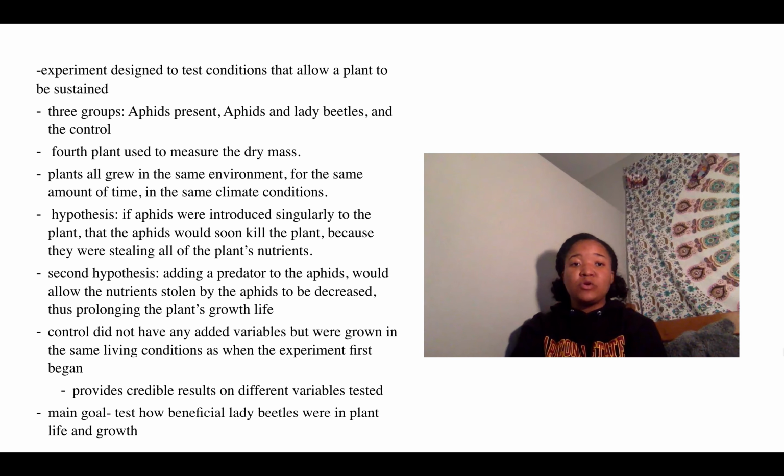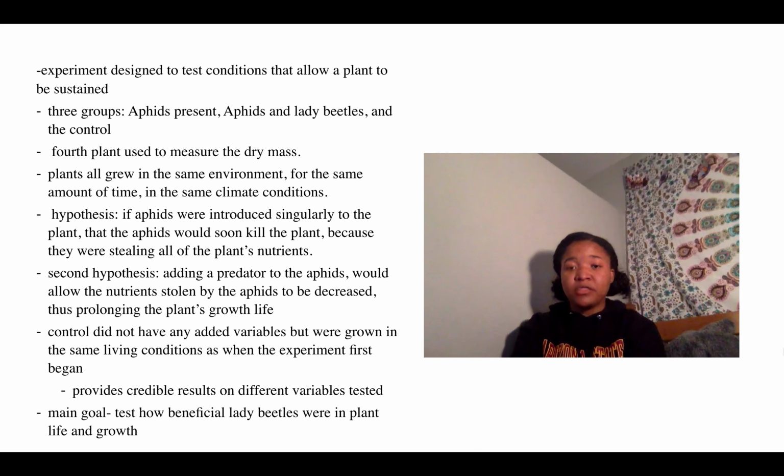Before the experiment was enacted, the plants all grew in the same environment, for the same amount of time and same climate conditions. The hypothesis was that if aphids, a parasite for plants, were introduced singularly to a plant, then the aphids would soon kill that plant because they were stealing all of the plant's nutrients.